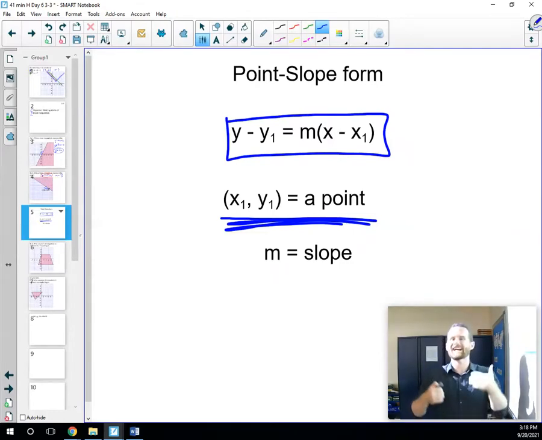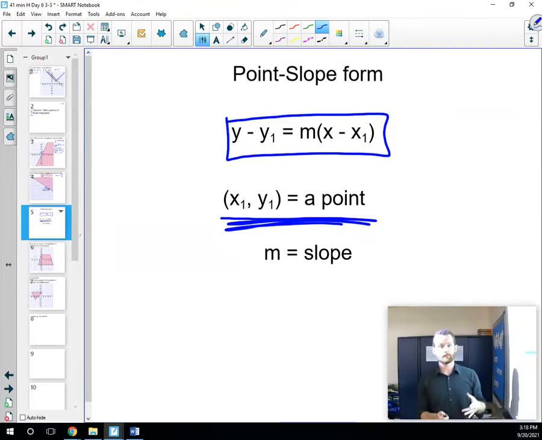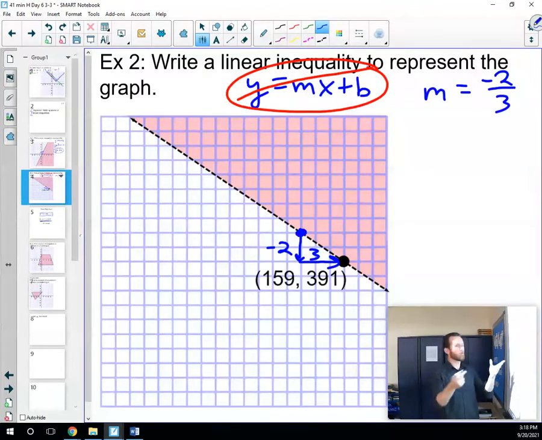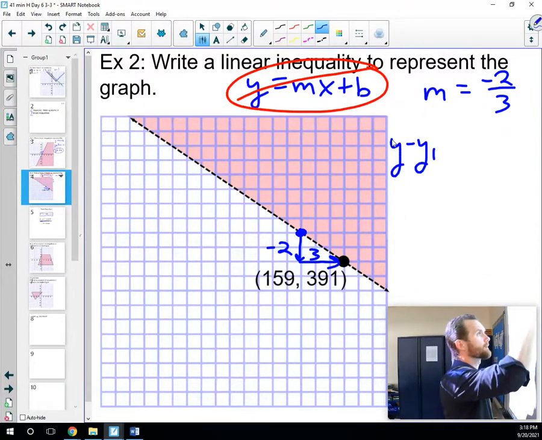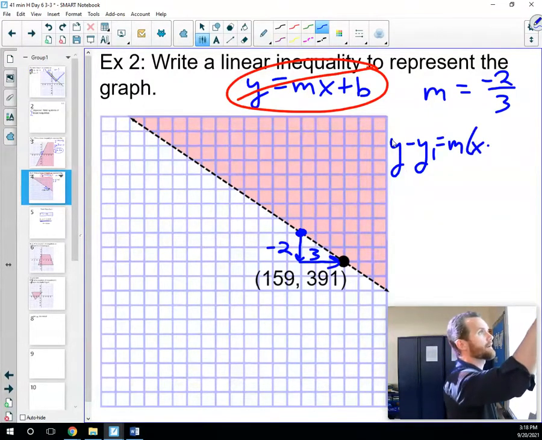It looks more complicated. I don't like it. I'm just going to use y equals mx plus b. A lot of students end up forgetting about point-slope form. But for a problem like this, point-slope form is going to be so much easier than y-intercept form, and I'll show you why. It's y minus y1 equals m times x minus x1.